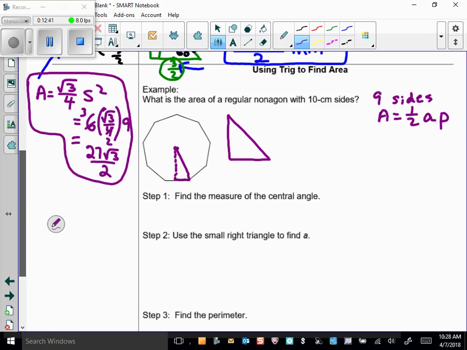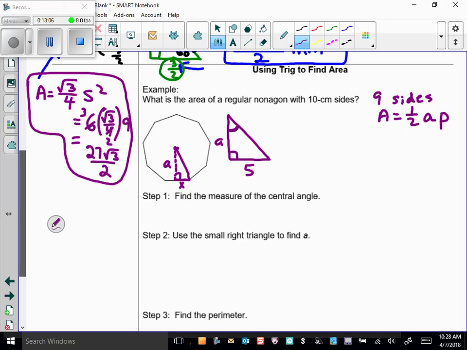I'm just blowing it up, so I know what I got. So here's A, here's X. What is X, guys? It's half of 10, right? If the whole side length is 10, then this little piece is 5. So now I need to figure out what the measure of this angle is right here.